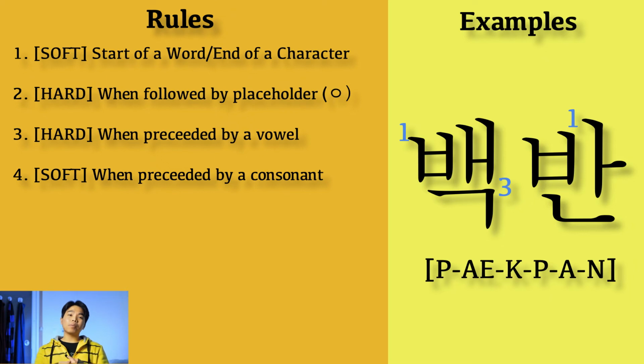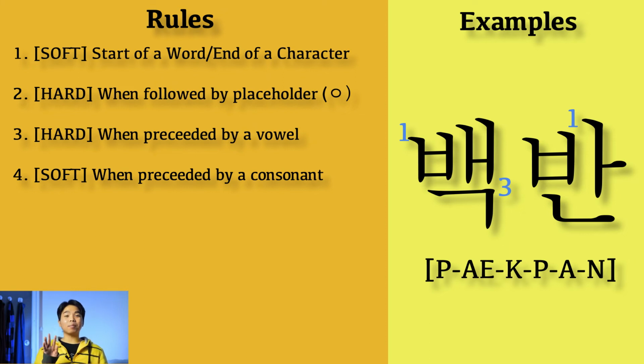Yung third consonant naman natin, which is at the start of the second character natin, is preceded by a consonant, letter K. So, it will follow rule number 4. Ang rule number 4 says that you have to use a soft sound when this letter is preceded by a consonant. So, ang basa dito sa word na to is pekpan. Pekpan. So kung napansin nyo, we have letter P here, and we have letter K here, and then we have letter P again here. So nagiging soft sound silang lahat, okay?